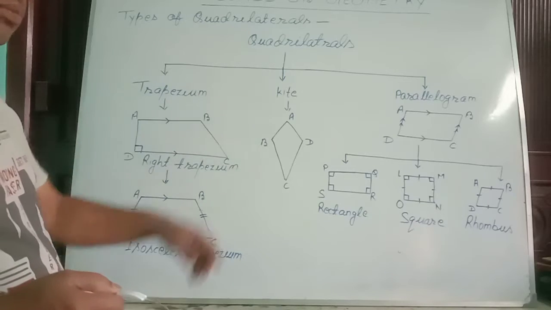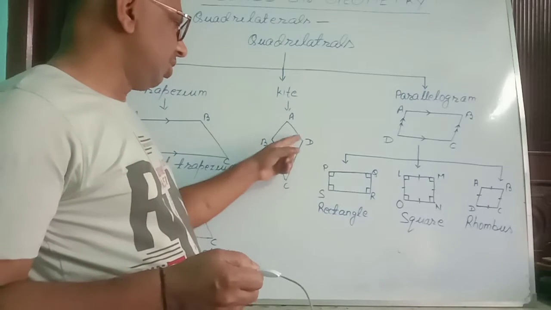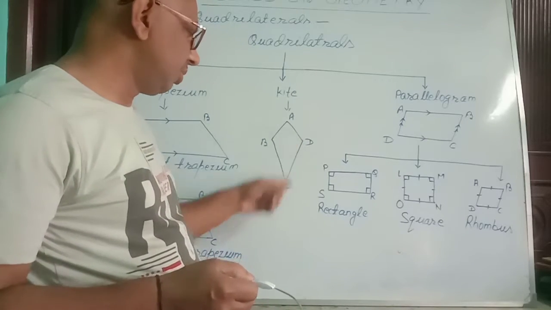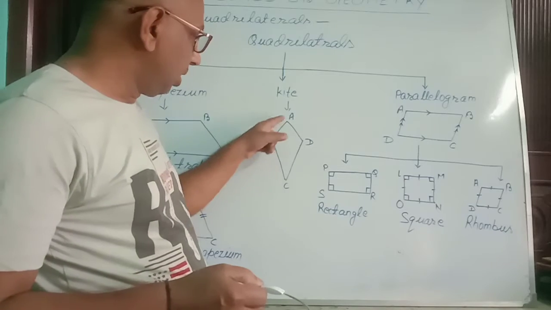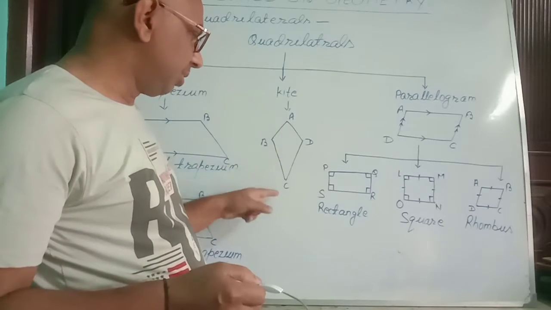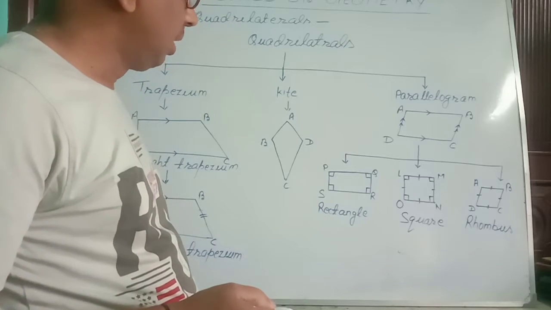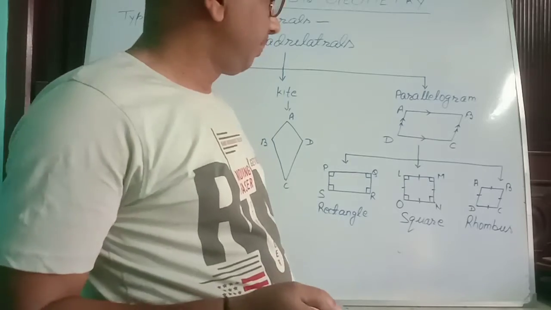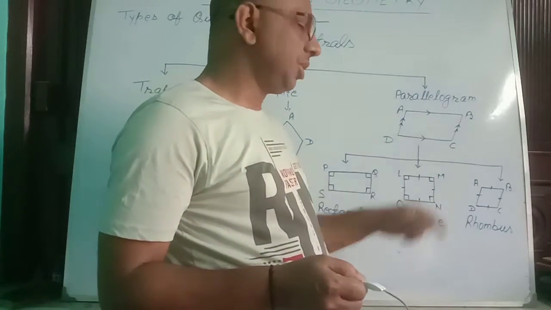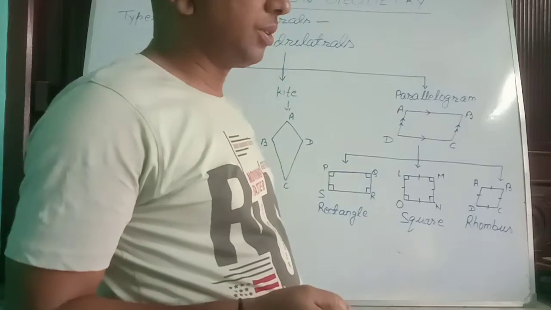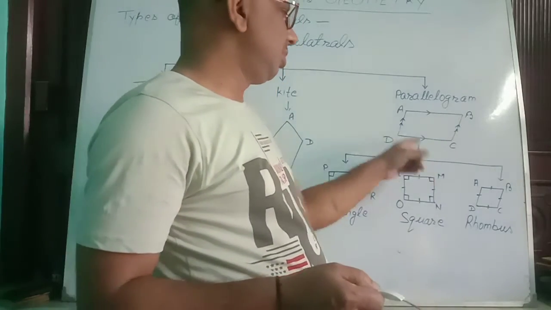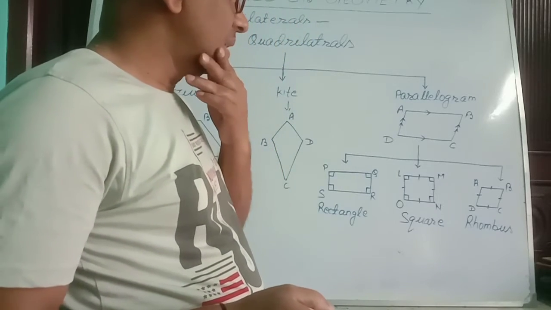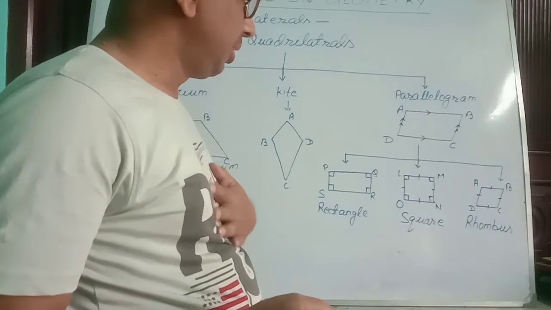Now we come to the kite. This ABCD is a kite. In this we can say AB equal to AD and BC equal to CD. Side AB equal to side AD and side BC equal to side CD. Now the parallelogram, you know the opposite sides are parallel and equal. In this AB is parallel to CD as well as AB is equal to CD. Secondly, BC is parallel to AD as well as BC is equal to AD.